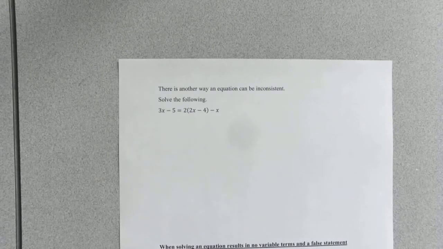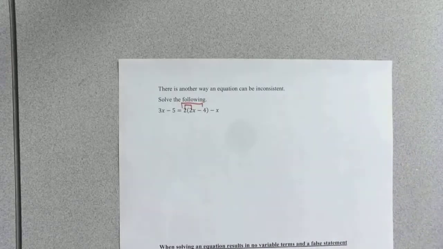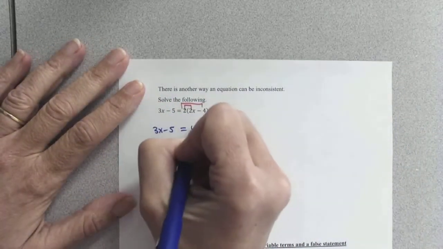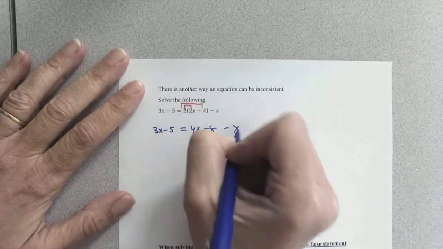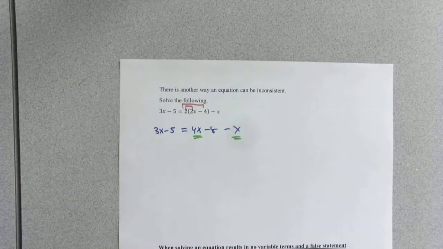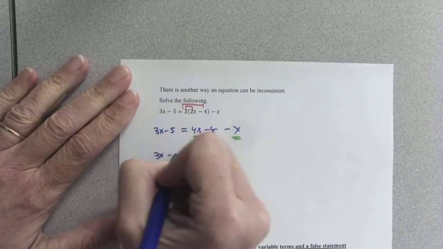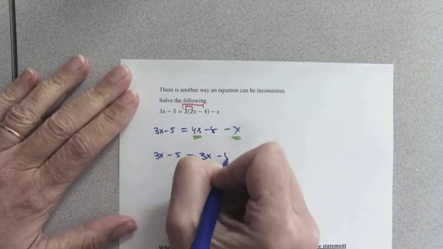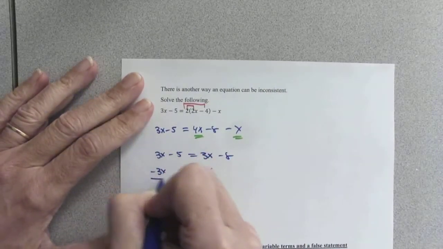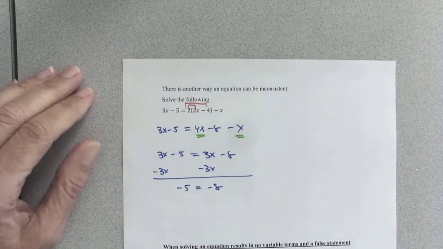We will get to the identities momentarily, but first, another way that we can have an inconsistent equation. So let's solve the following here. And this one's a little easier than some of the things we have been doing. We'll distribute here. And we get 3x minus 5 equals 4x minus 8 minus x. Combine like terms. And so I've got 3x minus 5 equals 3x minus 8. Get those x's together, and they cancel, and I get -5 equals -8.